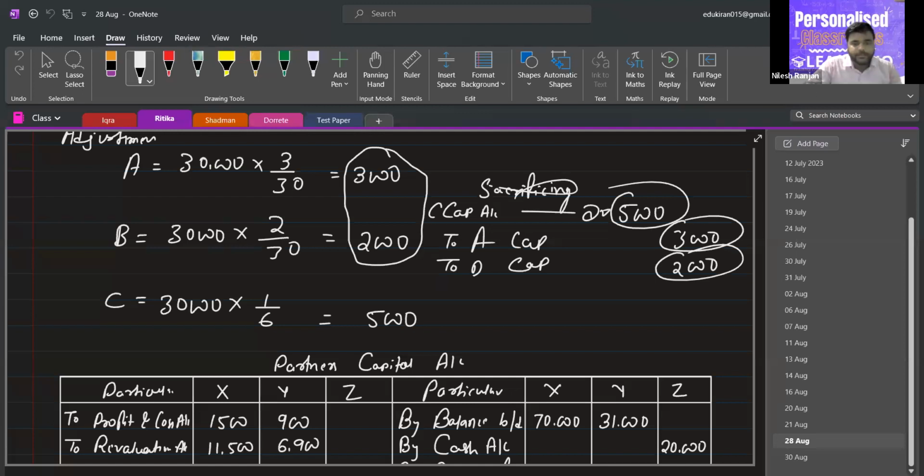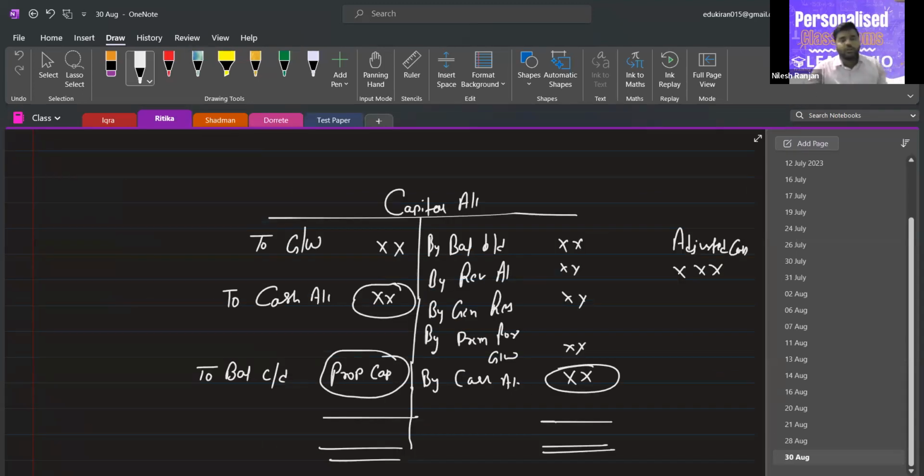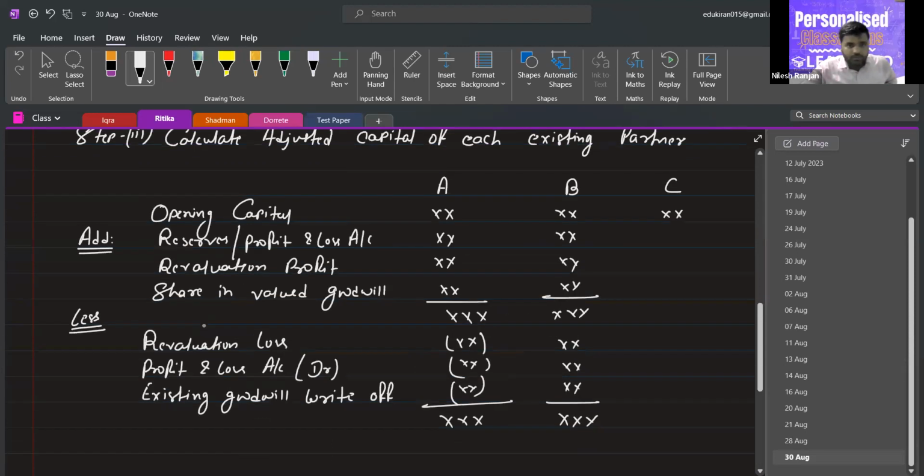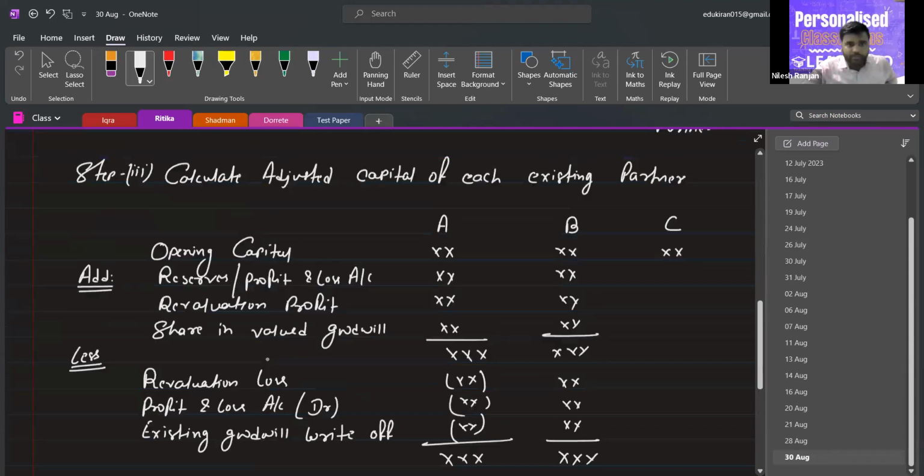First of all, we need to compare the adjusted capital with proportionate capital, and whatever the difference between these two, it is a surplus or deficit. If there is surplus in a partner's capital account, then the partner will withdraw the money because there is surplus in his account. And if there is deficit in his account, then he will bring that money into the business. So this is our next step, adjusted capital.